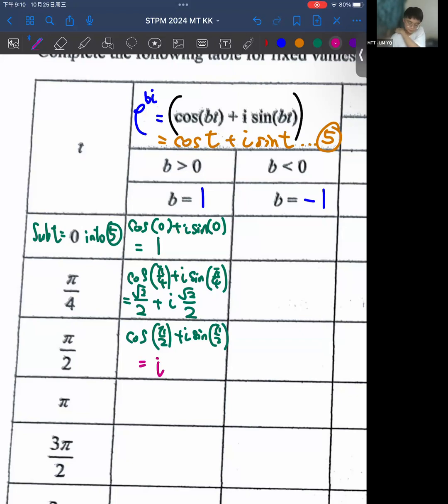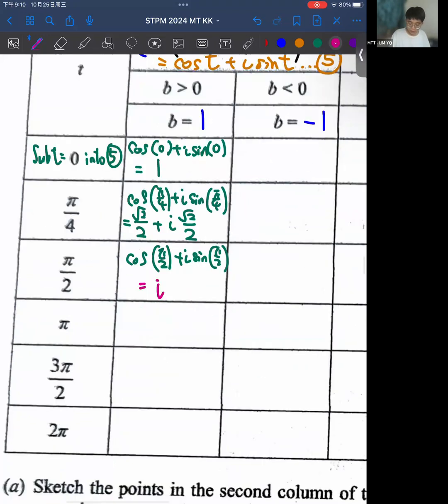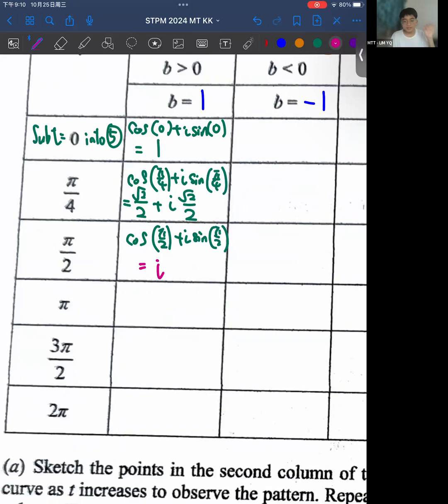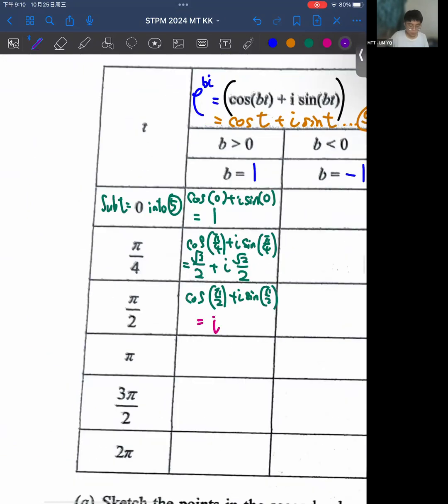You should know why. Now same thing. Actually, cos what plus i sin what is cis. Cis pi becomes -1. You can verify by yourself. Try to verify by yourself. Substitute t equal to pi into equation 5. You get -1, and then -i, and finally you get 1. Try to see it.